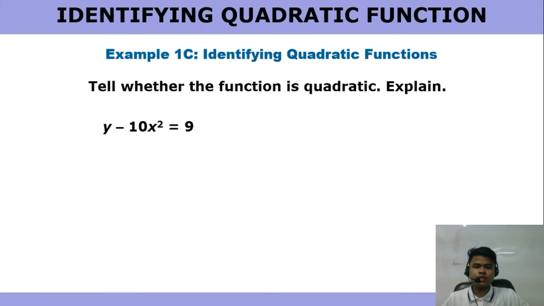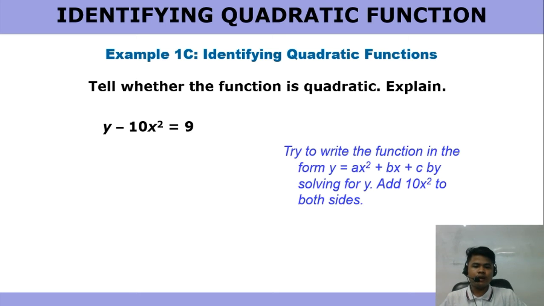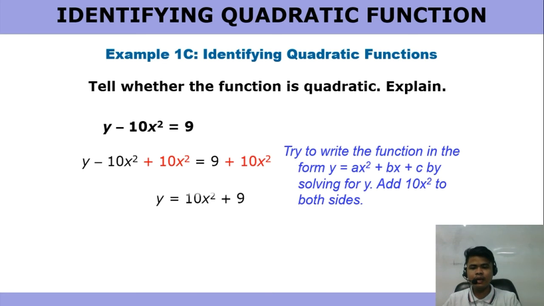Okay, tell whether the function is quadratic and explain. Ang unang gagawin natin is, we should rewrite the function in the form y is equal to ax squared plus bx plus c, which is the standard form of quadratic function. We can only do that by solving for y. We should add plus 10x squared to both sides of the equation, para matransfer natin yung negative 10x squared to the right side ng equation para y na lang yung matira sa left side.